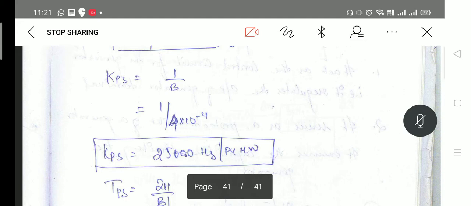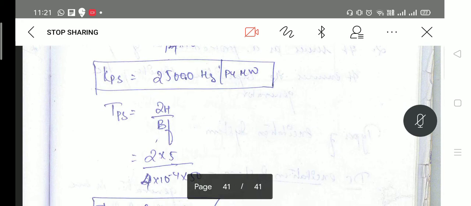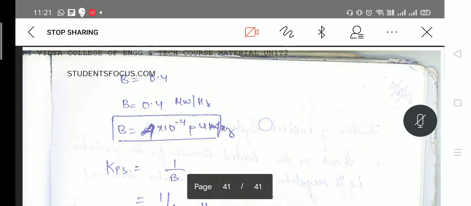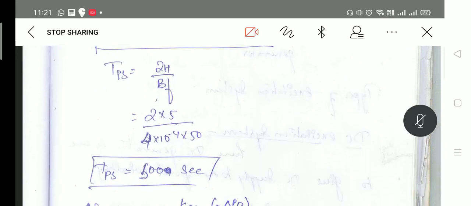Then we can find the Tps value, that is 2H by BF. Here H value is given as 5 and BF value is B into 50. Here B value is 4 into 10 power minus 4. So substitute here 4 into 10 power minus 4 into 50. From this, Tps value is 500 seconds.